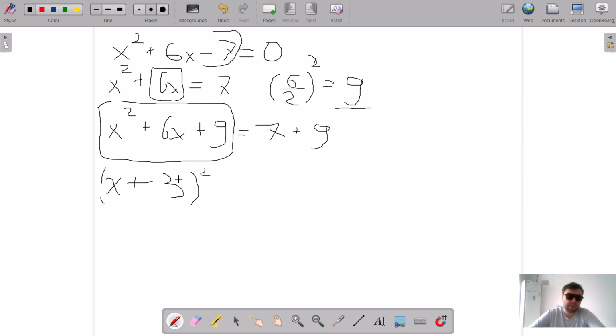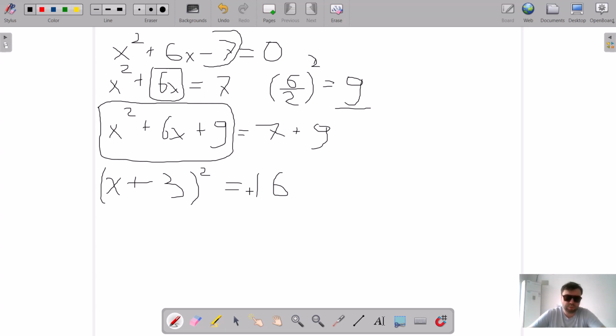This is the square of sums. Each time we have a square of sums, it will be expanded to a trinomial. This binomial will be expanded to a trinomial, and you need to remember this: x plus 3 squared equals x squared plus 2 times x times 3, so it's 6x, and the last term is 3 squared, which is 9. And here we just add equals 16, because we added 9 to both sides.